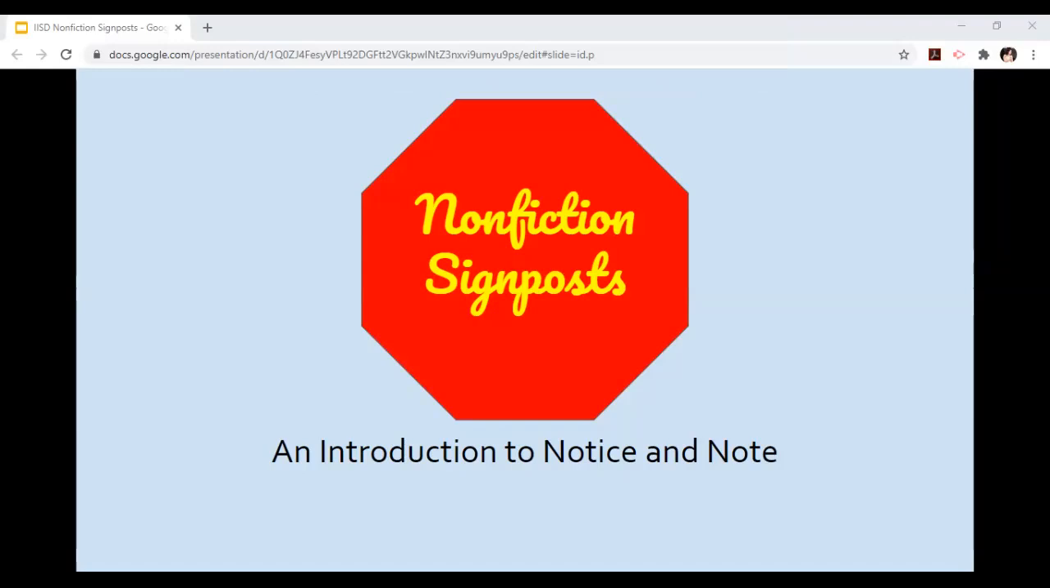So you might have already learned about signposts in middle school, and if you have, that's okay. This is just a review to help you out and to make sure that we're all starting out on the same foot. But if you haven't learned about them, then that's awesome too, because today you will learn about them.